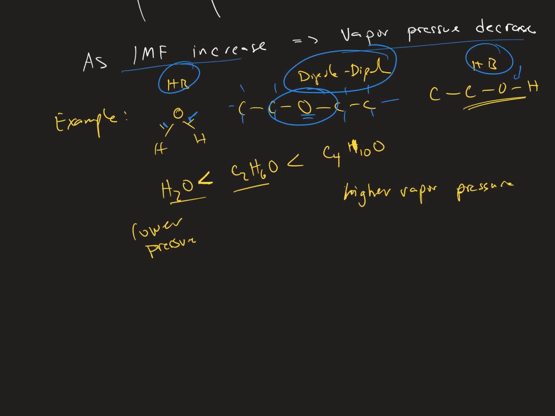So let's see. If it has a stronger intermolecular force, it's not gonna go into gas phase as easily. If it goes into gas phase easier, it has a lower intermolecular force, therefore it's gonna have a higher vaporization pressure, or vapor pressure. Does that make sense?